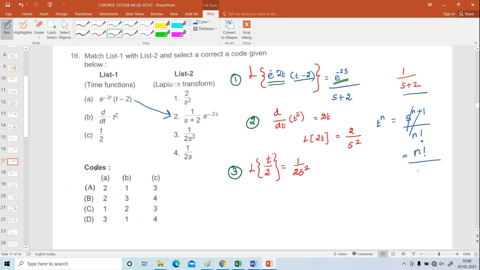N factorial divided by s power n plus 1. So that is the formula. So t power 1 is 1 factorial divided by s power 1 plus 1, that is 2. So L of 2t equals 2 by s square. And then t by 2. What is the Laplace transformation of t by 2? 1 by 2 into 1 by s square. So 1 by 2s square. So first one is 2, second 1, third 3. Option A is the correct answer.